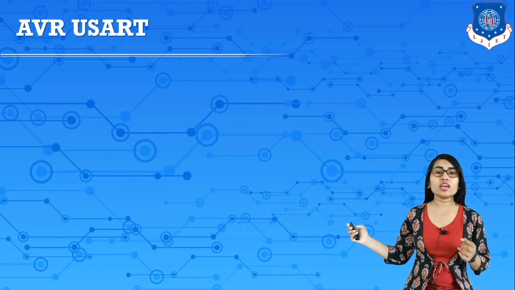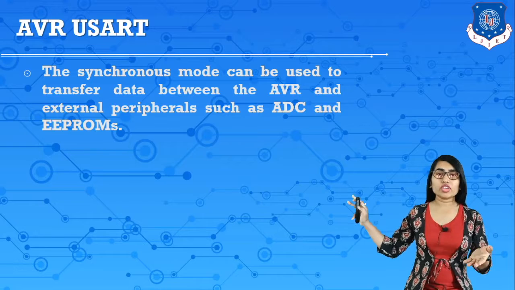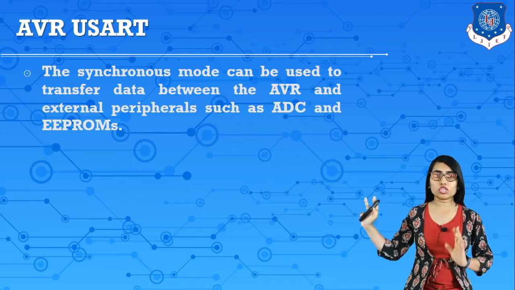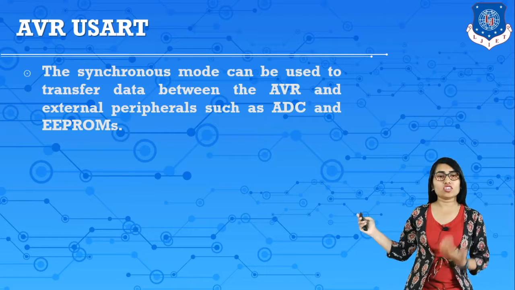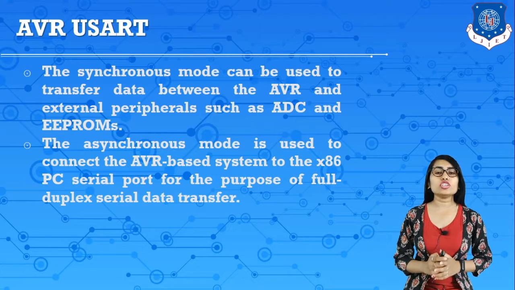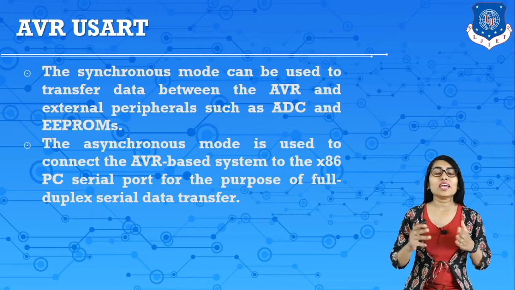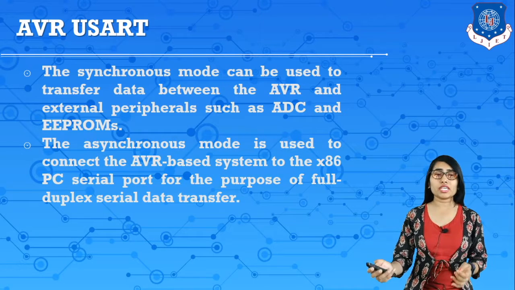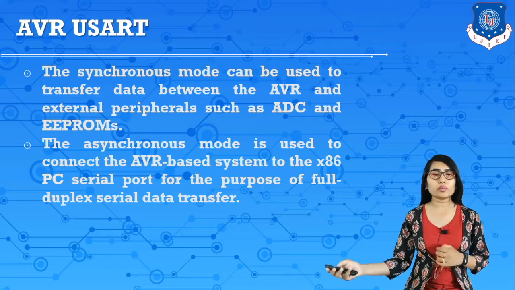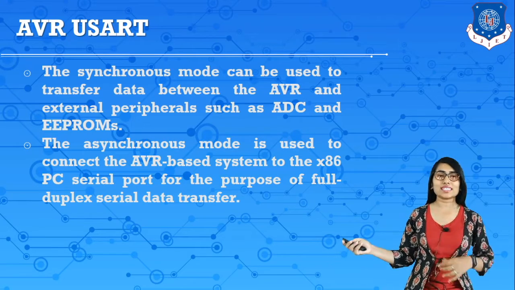In this AVR USART, synchronous mode can be used to transfer data between AVR and external peripherals such as ADC and EEPROMs, and the asynchronous mode is used to connect an AVR based system to the x86 PC serial port for the purpose of full duplex serial data transfer.